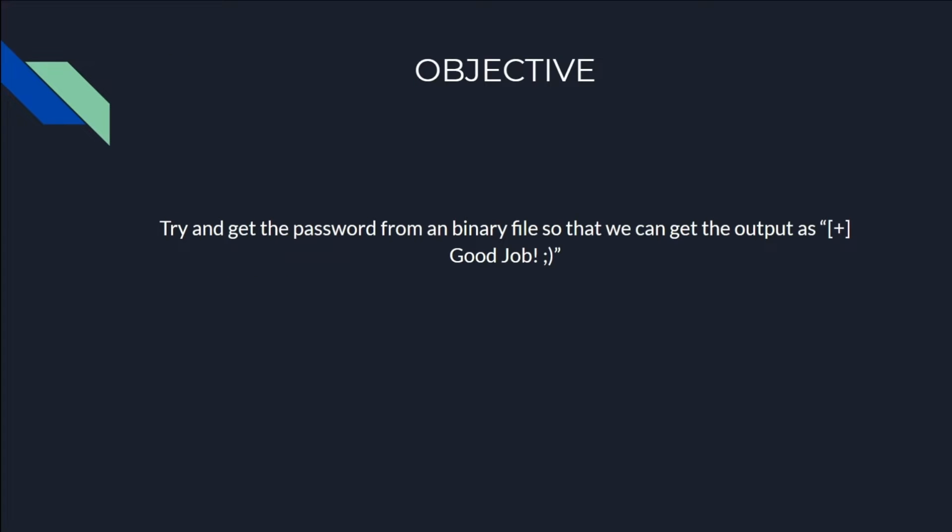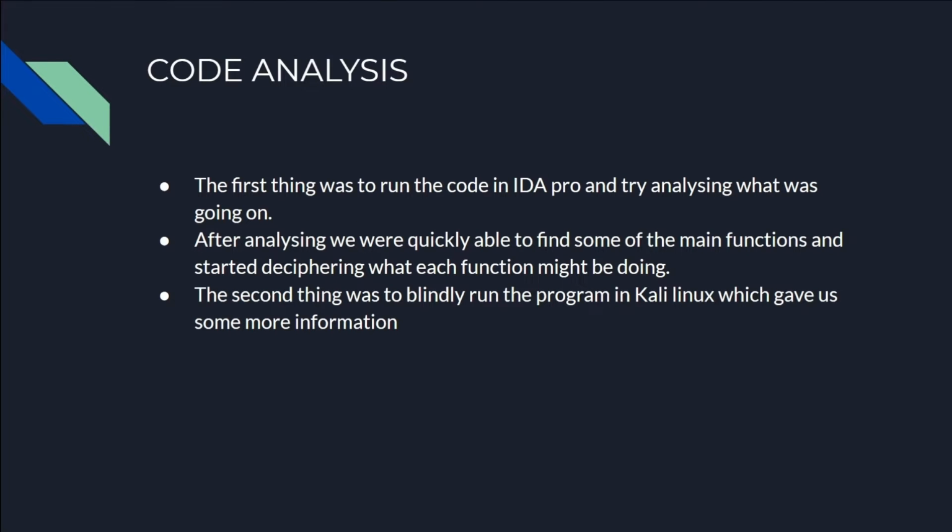The objective was simple. That's what we thought, which is to try and get the password from a binary file so that we can get the output as good job. The first thing anybody would do was run the code in IDA Pro, and that's what we did. We ran the code in IDA Pro and tried analyzing what was going on, and we were quickly able to find some of the main functions, and we got some idea what each function might be doing.